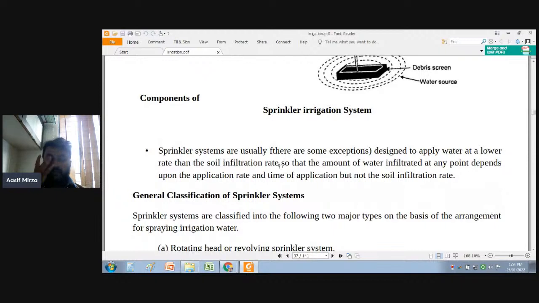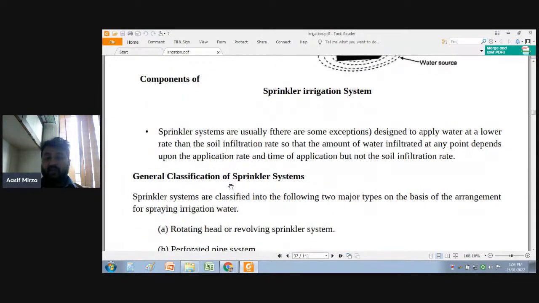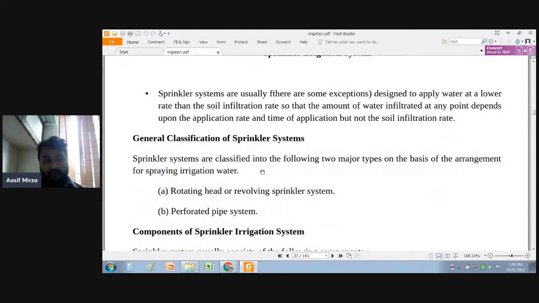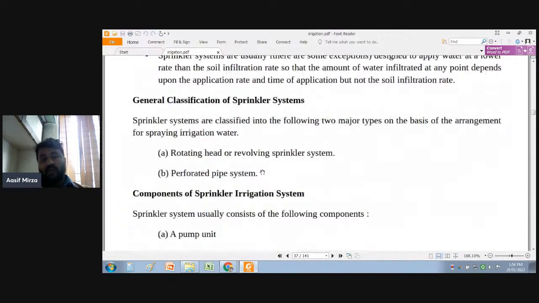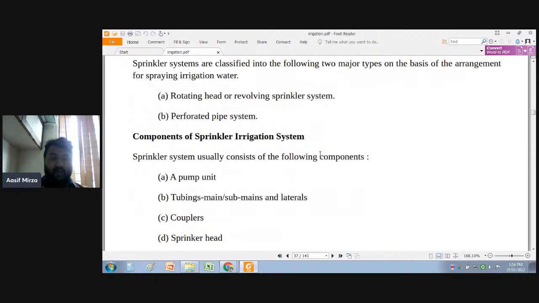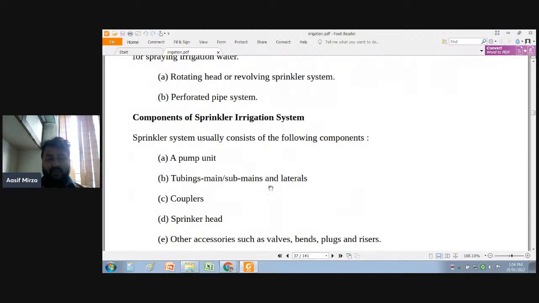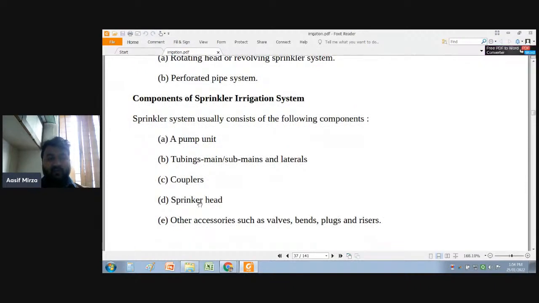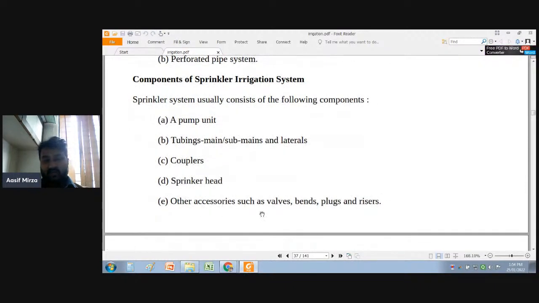Now, the general classification of sprinkler systems: they are classified into the following two major types on the basis of arrangement for spraying irrigation water: rotating head or the perforated pipe system. Rotating head is also called the revolving sprinkler system. Now, the components of sprinkler irrigation are: a pump unit is required, sub mains or the laterals or the tubing, mains are required, couplers are required, sprinkler heads are required, and other accessories such as the valves, bends, plugs, and the risers.